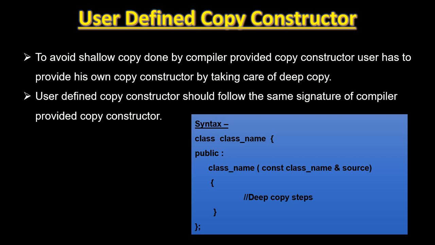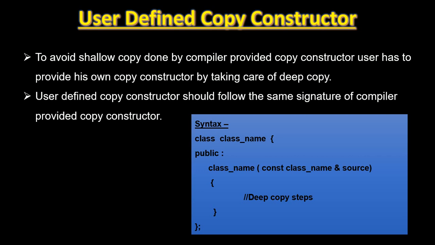Now, the user defined copy constructor. We have seen the problems with the shallow copy done by the compiler provided copy constructor. To overcome that, a user has to provide his own copy constructor by taking care of deep copy. Shallow copy means bit by bit copy, whatever contents are there in the source object are copied as they are to the target object. So that thing we have to take care of.